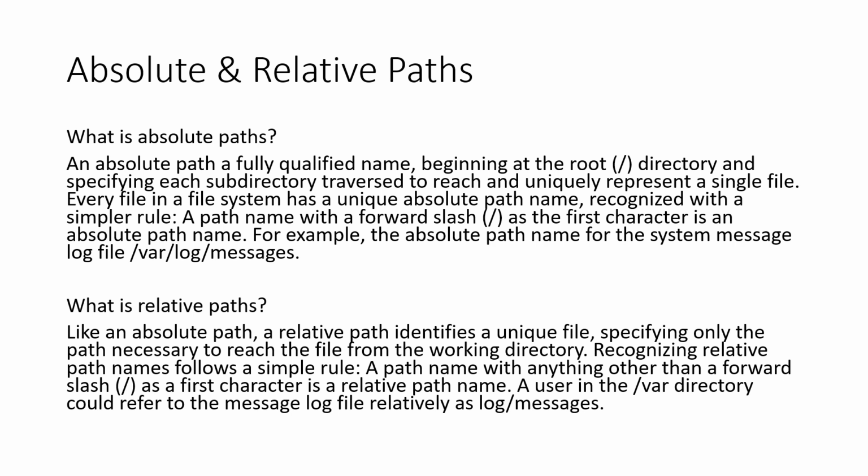So absolute path is a fully qualified name, beginning at the root directory and specifying each subdirectory traversed to reach and uniquely represent a single file. Every file in a file system has a unique absolute path name, recognized with a simple rule. A path name with a forward slash as the first character is an absolute path name. For example, the absolute path name of the system message log file. So it is a fully qualified name.